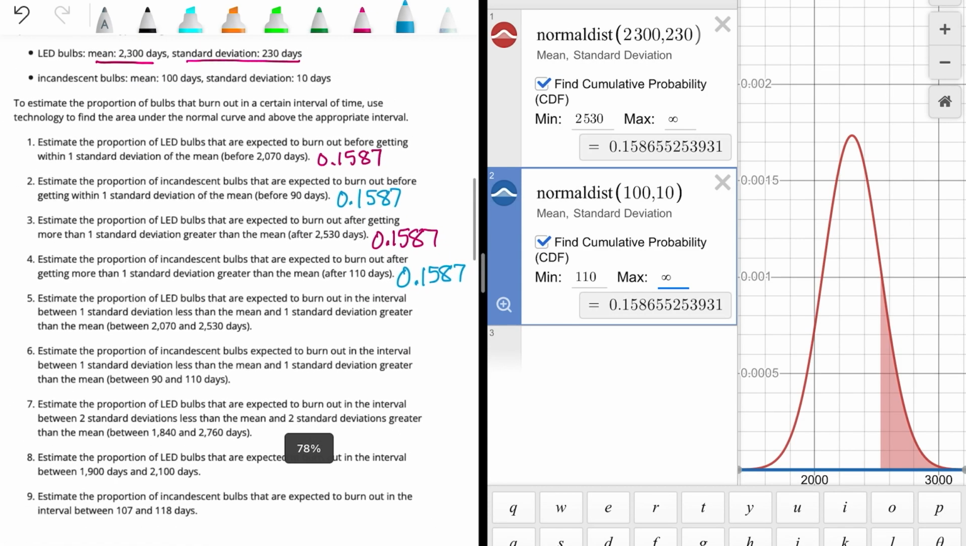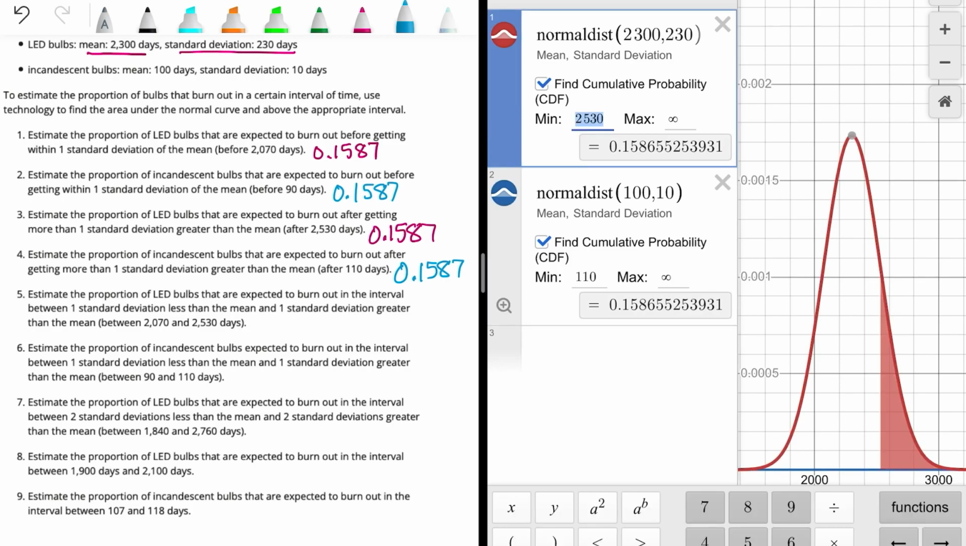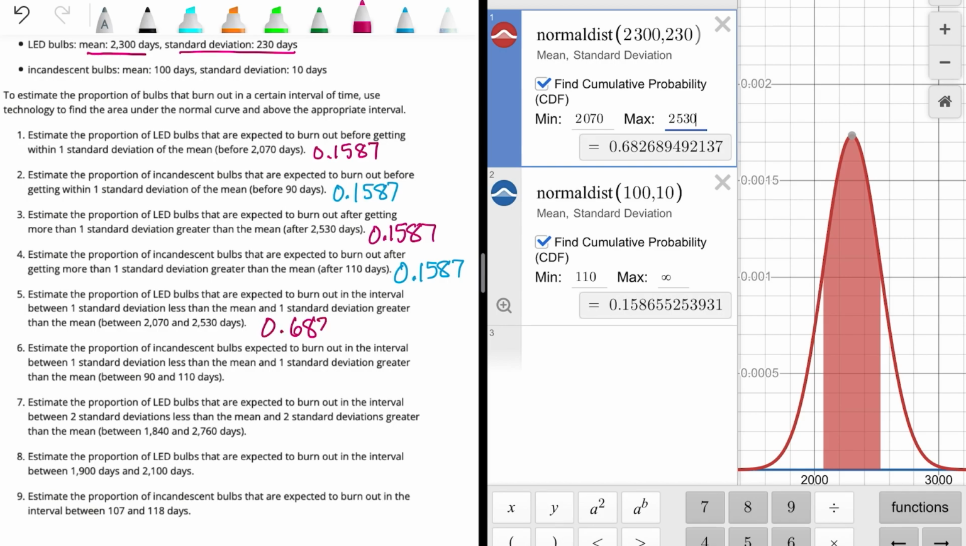All right, now we're going to estimate the proportion of LED bulbs, so we're back at the first one, the red one, that are expected to burn out in the interval between 1 standard deviation less than the mean and 1 standard deviation greater than the mean. So we're looking at between 2,070 and 2,530. And so there is your shaded region. And we can see that that is 0.6827, which makes sense with what we talked about in lesson 6. It's around 68% within 1 standard deviation of the mean.